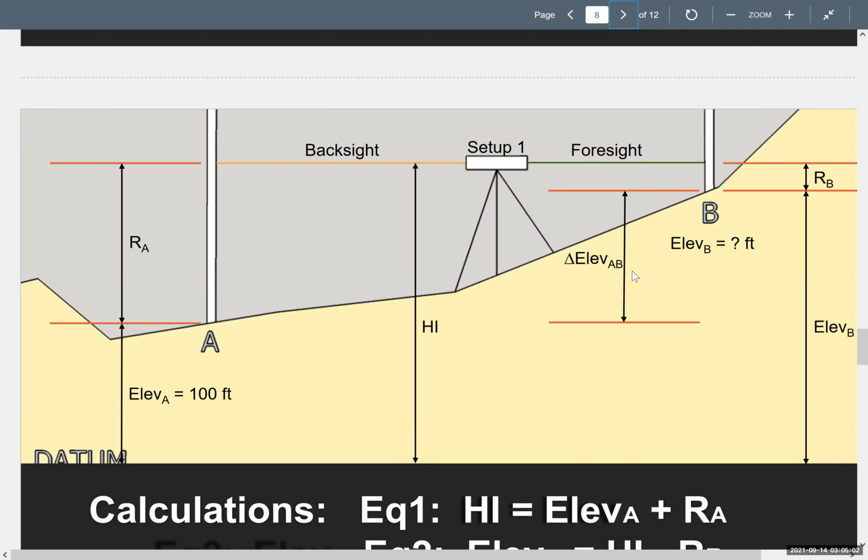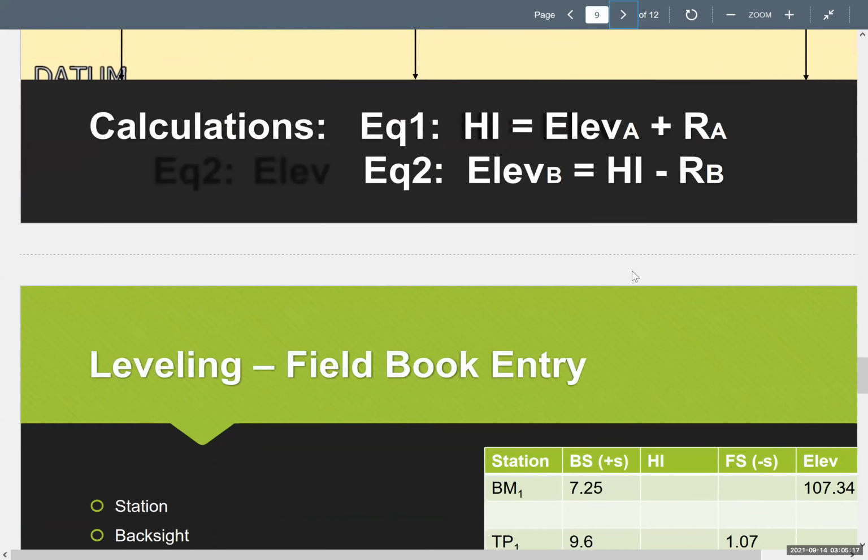Okay. And you could have done the math any way you wanted. You could have done it as one equation, but that's not what is done in surveying. And I'm going to show you how to set up field books for it. They do it in 2 steps. Okay. All right.